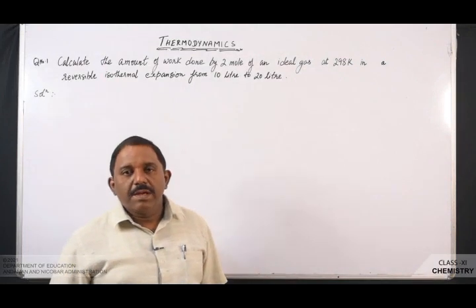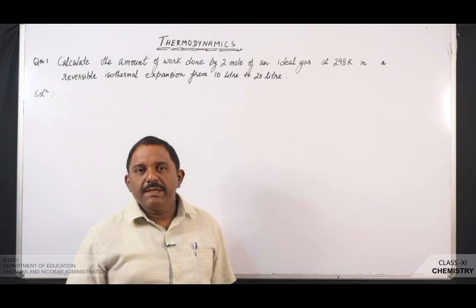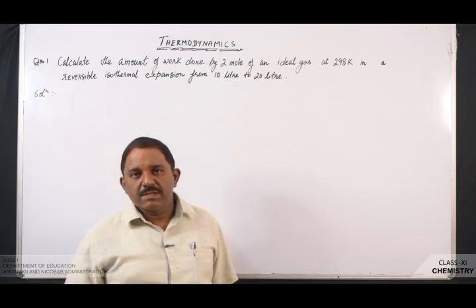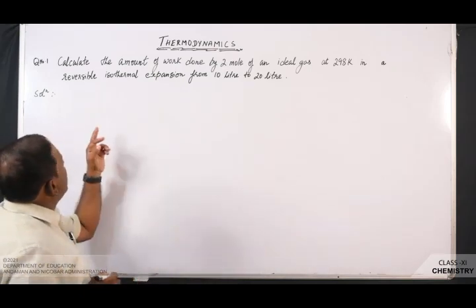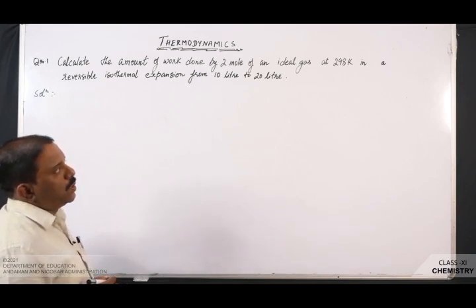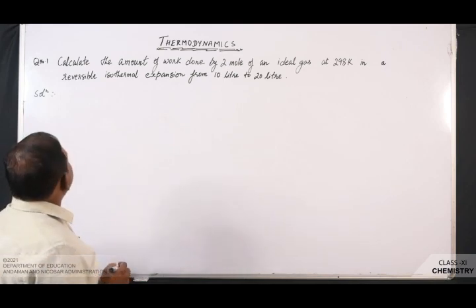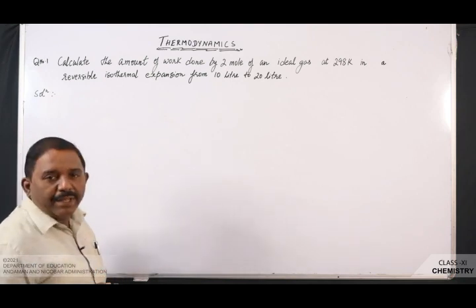Hello students, in our last class we derived a relation for work done in isothermal and reversible expansion of ideal gas. Based on that, we will do one numerical: calculate the amount of work done by 2 moles of an ideal gas at 298 Kelvin in a reversible isothermal expansion from 10 liter to 20 liter.